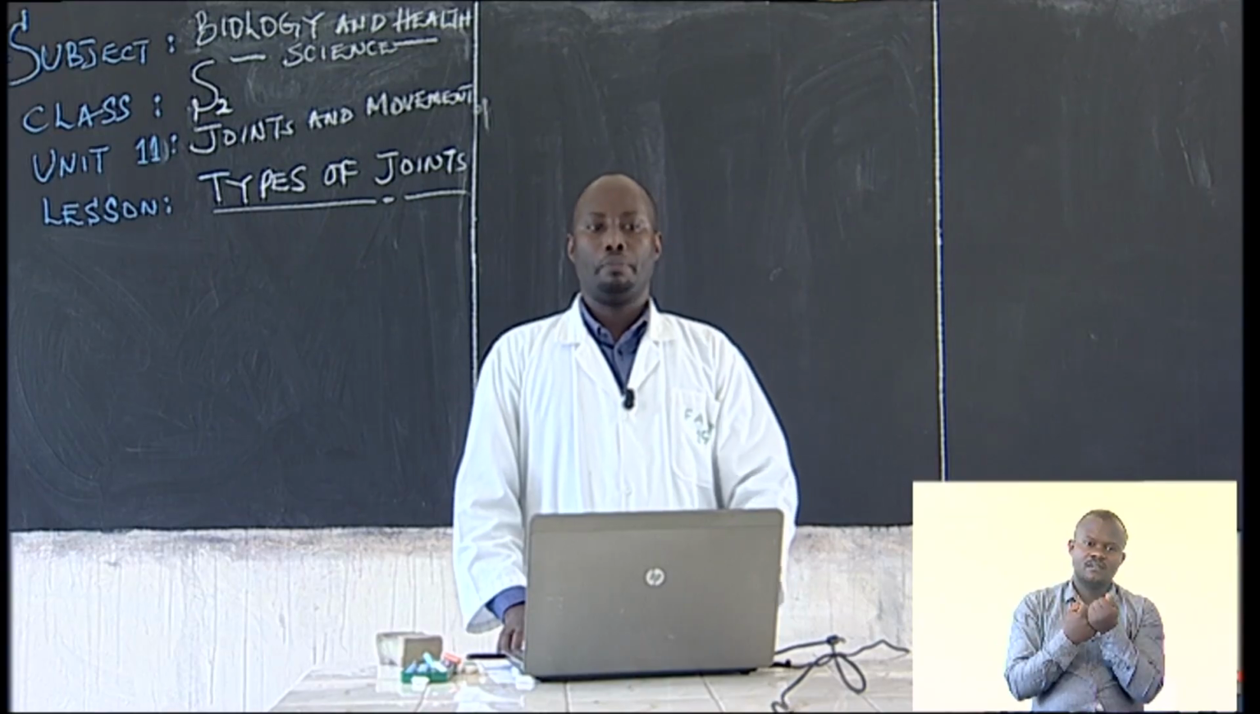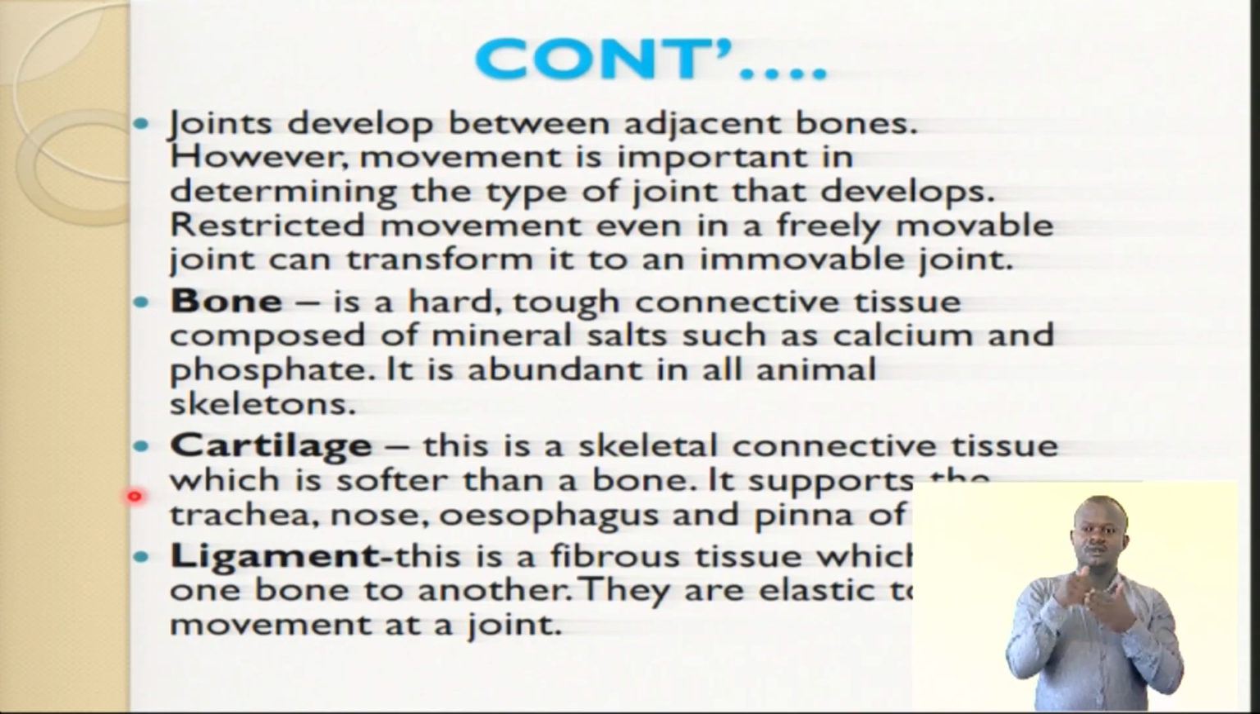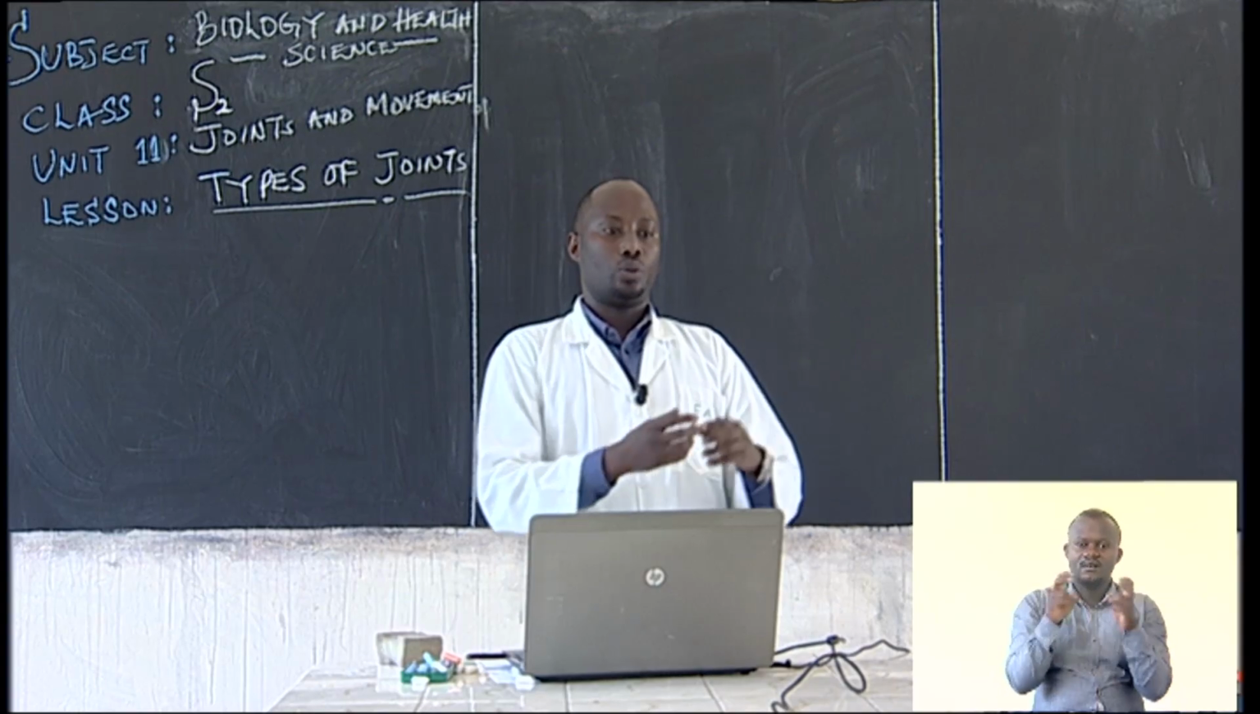Let's talk about the ligament. This is a fibrous tissue, not a connective tissue. We said the bone is made of tough connective tissue. I talked about cartilages made up of skeletal connective tissue. Then the ligament is made up of fibrous tissue, which joins one bone to another. What joins a bone to another is what we call a ligament.